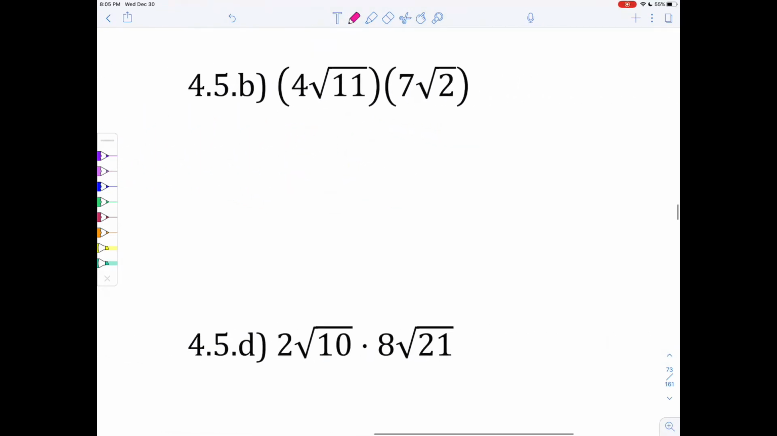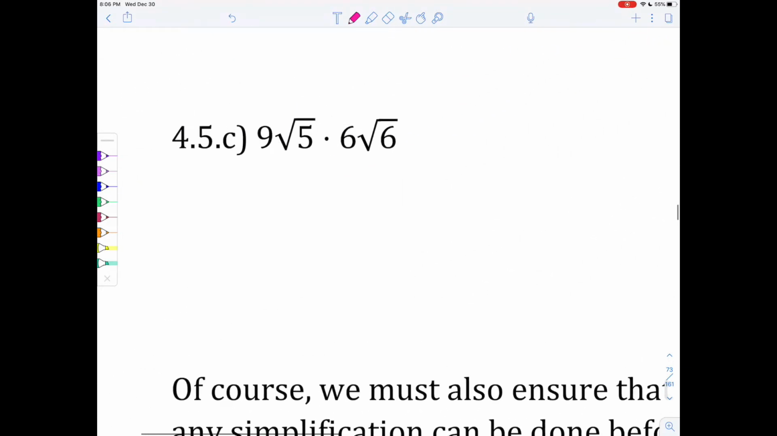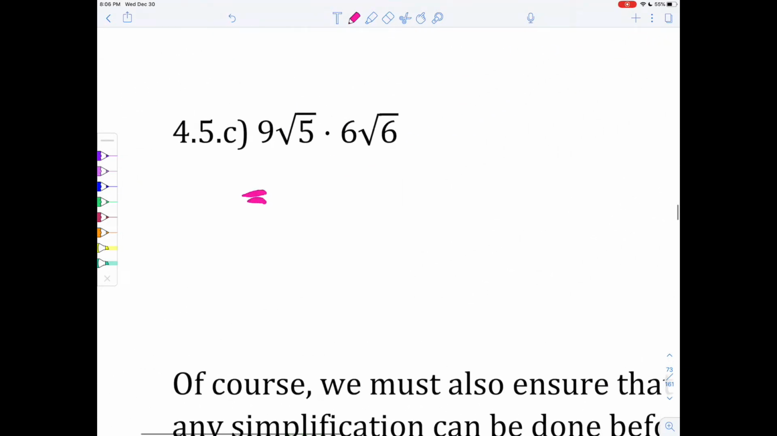On to the next. We've got 4 root 11 times 7 root 2. Our answer will be a mixed radical, where the whole number component is 4 times 7 to give us 28. And then 11 times 2 will tell us that our radicand is 22. We are on fire! Not literally, but figuratively, so let's just keep going.